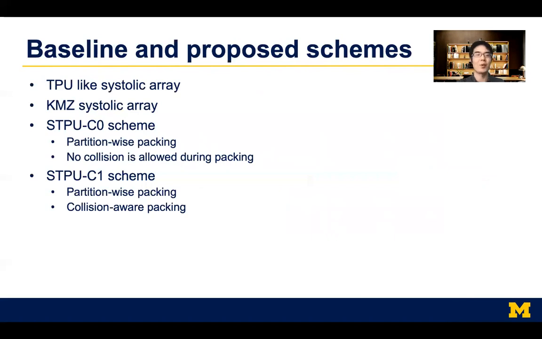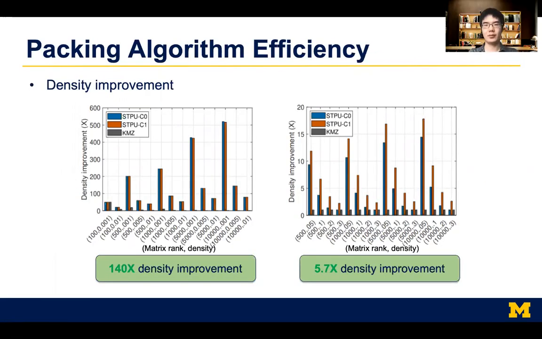To compare with the STPU design, in the system level evaluation, we use a TPU-like systolic array and a KMZ systolic array for comparison. We adopt two different STPU schemes, C0 and C1, both of them using partition-wise packing, but in C0, no collision is allowed during packing. In C1, we use collision while packing. We will show the difference later in the evaluation part.